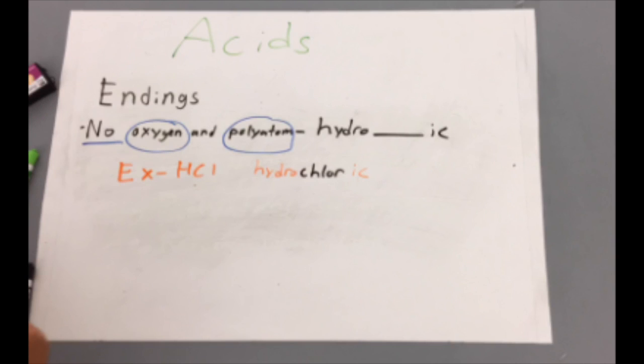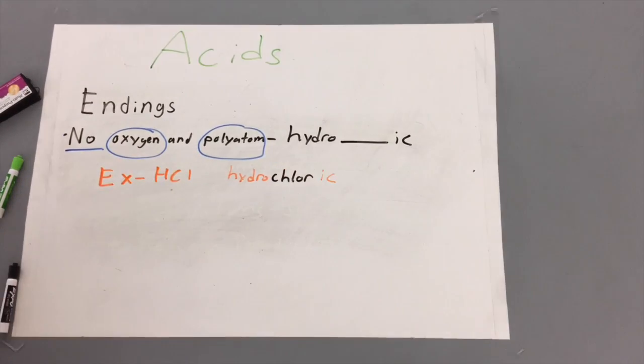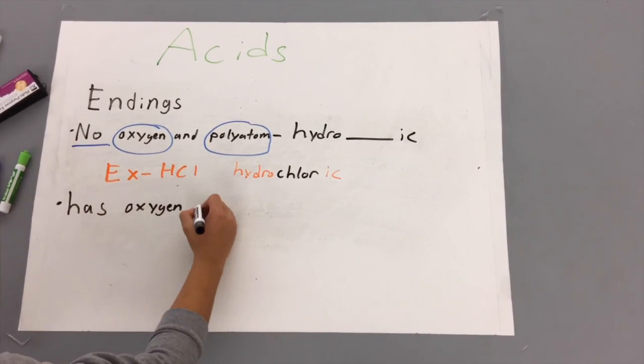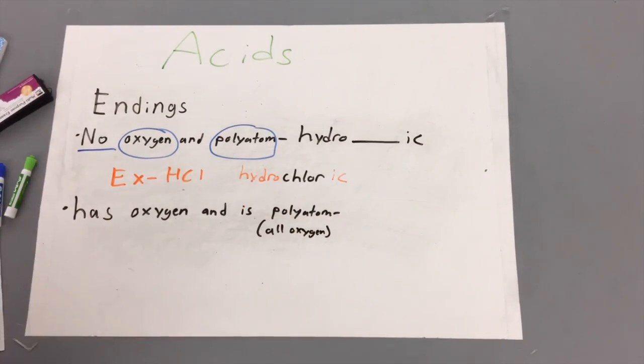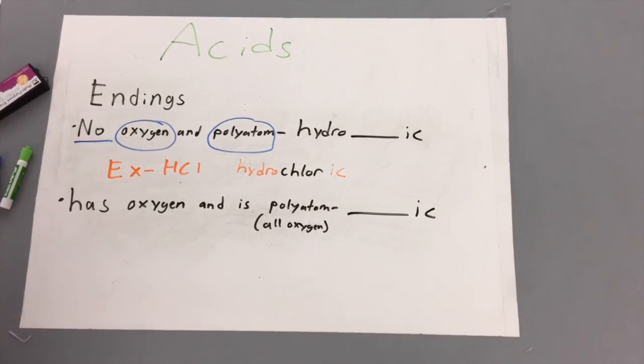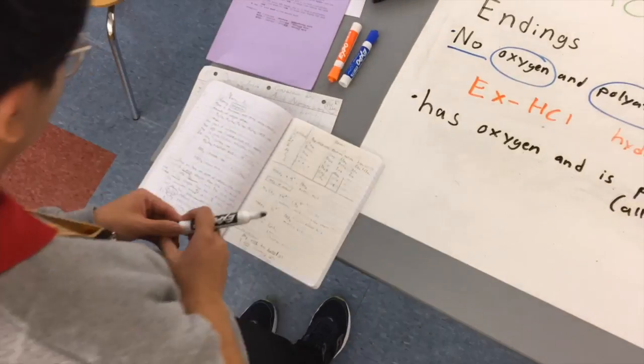In the example of HCl, you have hydro, which is the automatic prefix if there is no oxygen and polyatom, chlor for chloride, and ic as the default ending. If it has all of its oxygens and it is a polyatom, then simply take the polyatom name and add ic to the end. That's all you have to do. You don't need the hydro prefix.